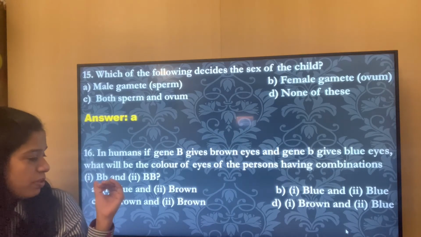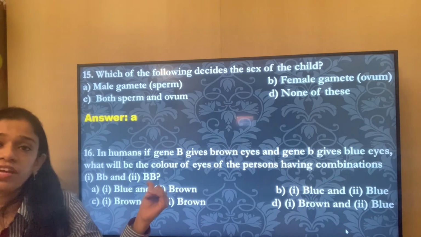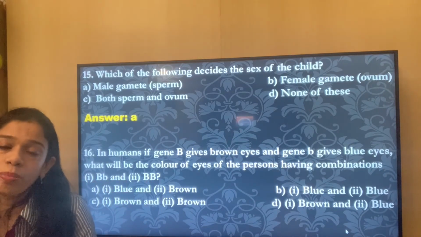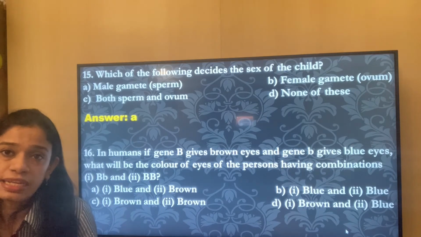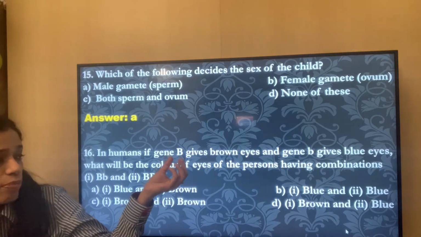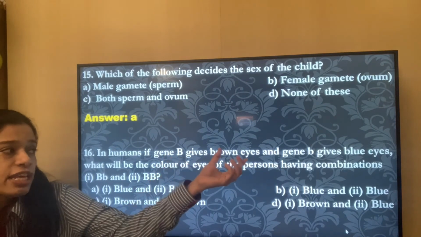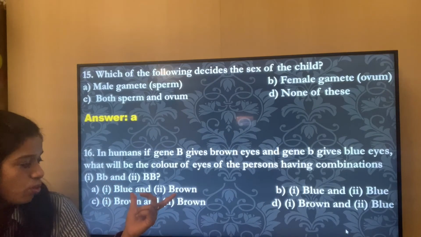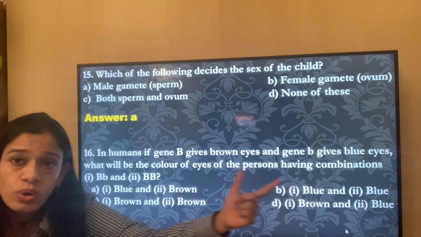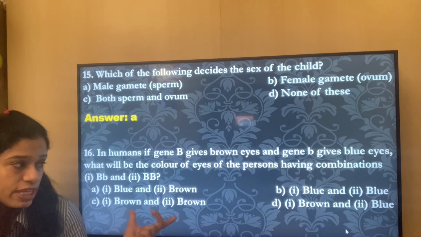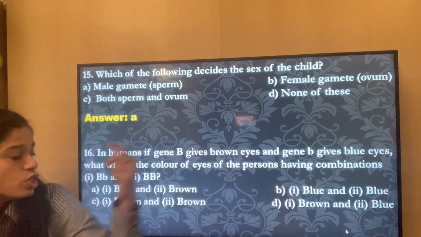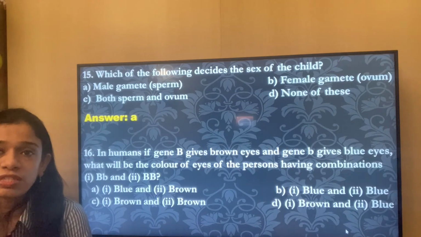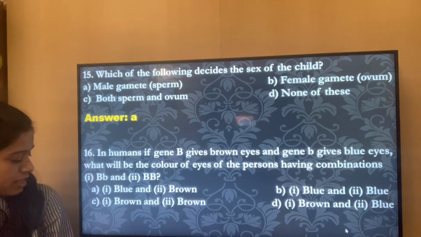So here the capital B is there. Here also we have a capital B. So always we'll get the dominant trait or the dominant phenotype expressed. Now they have told that capital B, the dominant trait, gives a brown eye. So here both will be brown. Is that blue and brown? No. Blue and blue? No. Brown and brown? Yes. Brown and blue? No. So the option is option C. So the correct answer is option C.